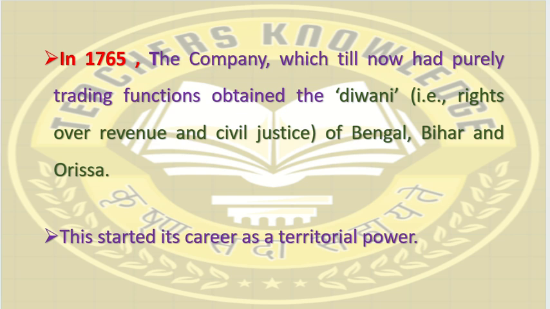After that, in 1765, the company, which till now had purely trading functions, obtained the Diwani rights. Diwani means the rights over revenue and civil justice of the states of Bengal, Bihar, and Odisha from the kings of those areas. This started its career as a territorial power, meaning the East India Company became a territorial power in 1765.